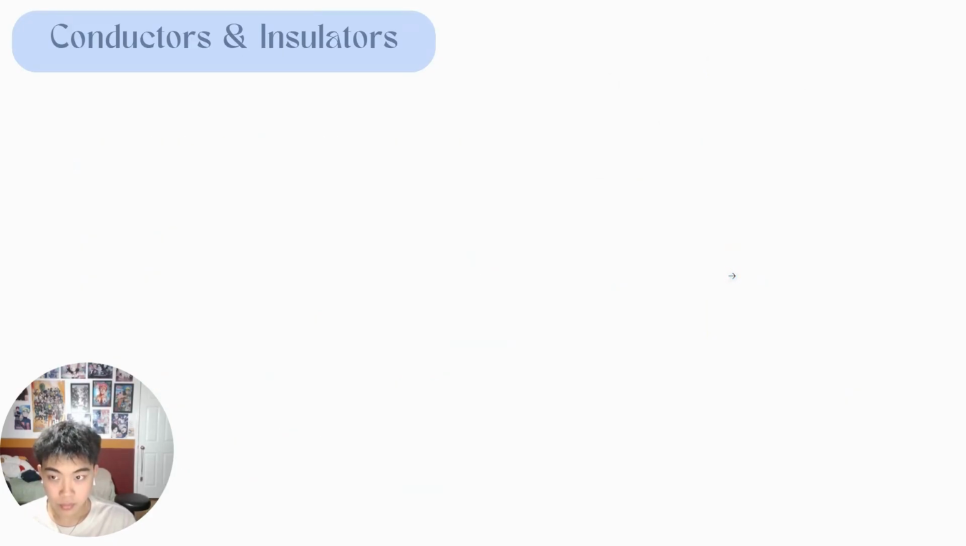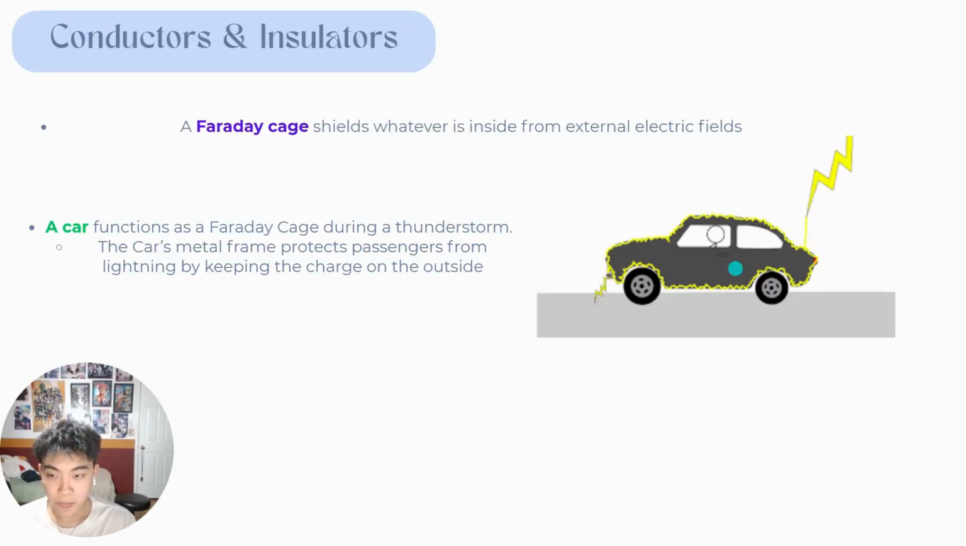Then this is the final slide. A Faraday cage. A Faraday cage shields whatever is inside from external electric fields. An example would be a car. A car functions as a Faraday cage during a thunderstorm. The car's metal frame protects passengers from the lightning by keeping the charge on the outside.